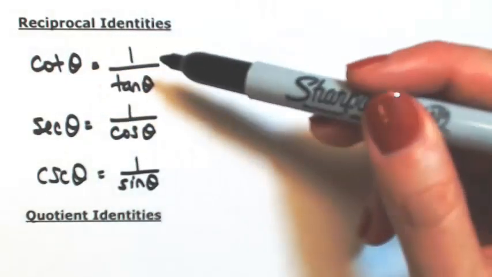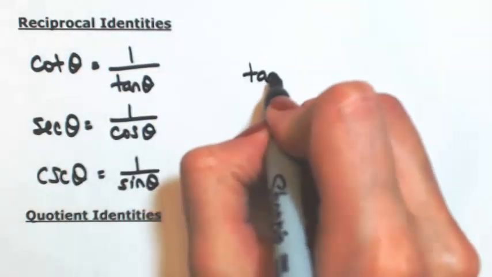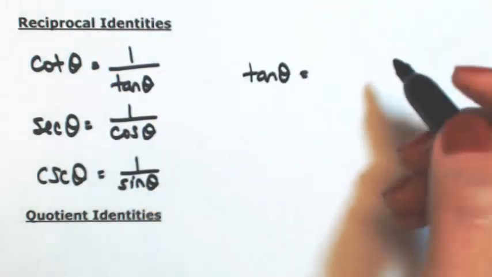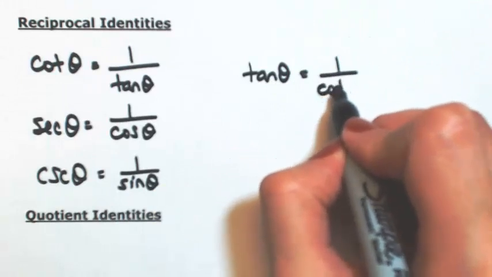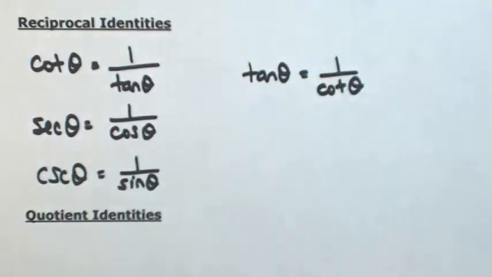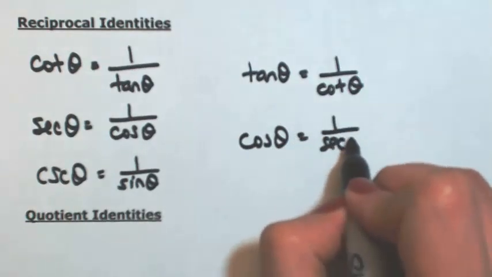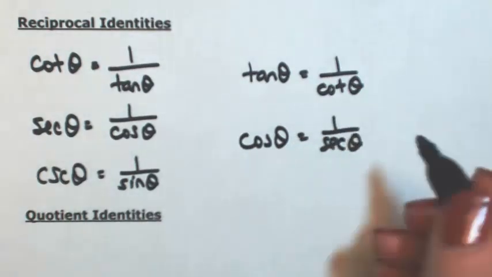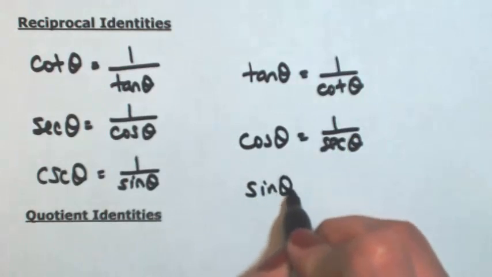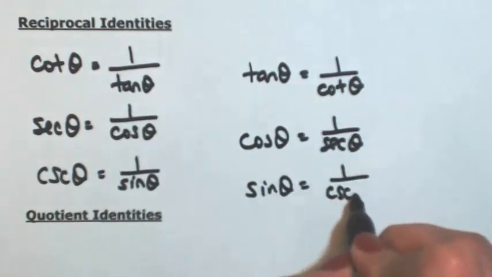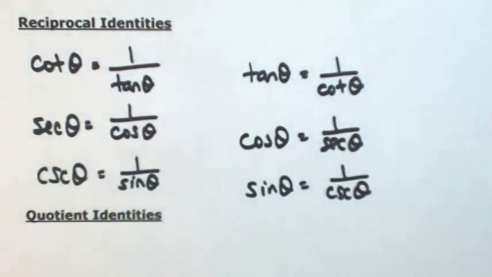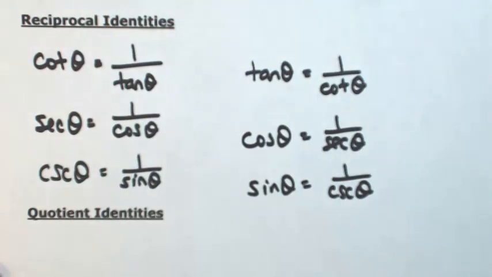Now this can work the other way as well. If cotangent is the reciprocal of tangent, then tangent is the reciprocal of cotangent. So I could also add on 3 more identities here. So tangent of theta is 1 over the cotangent of theta. Cosine of theta is the reciprocal of secant of theta. And then sine of theta is the reciprocal of the cosecant of theta. Okay, so those are our reciprocals.